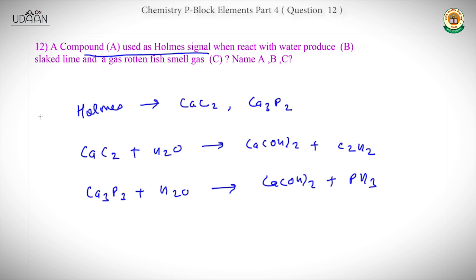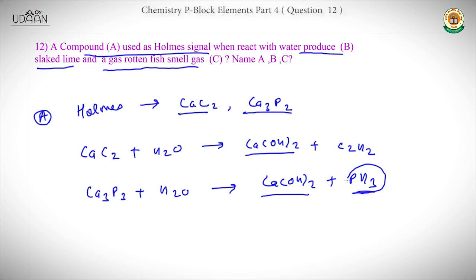Okay. So for A we have two options, means CaC2 and Ca3P2. We should see them. So which one should we choose? Yes. In the next part it is given that it produces slaked lime, but the slaked lime is produced in both these reactions. Okay. Now we move to the next point, when it produces a gas which is a rotten fish smell gas. So here we see that this PH3 has a rotten fish smell. That's why we can tell that CaC2 is not our A, it is Ca3P2. So our A will be Ca3P2.